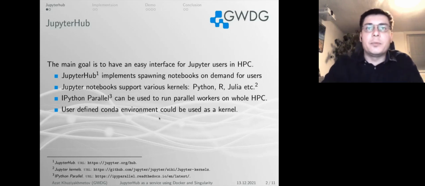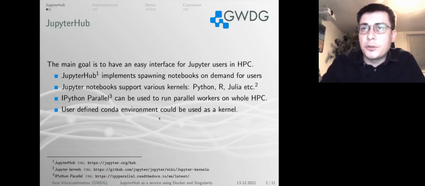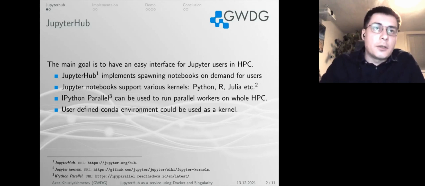IPython parallel can be used to run parallel workers on the whole HPC with a batch system, which I will also show in this talk. And user-defined conda environments could be used as a kernel, which is also nice because users sometimes submit their jobs as normal batch jobs on the system, and as well they will be able to run tests using notebooks.